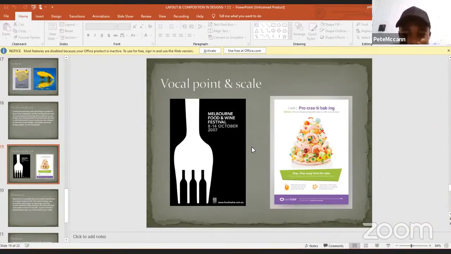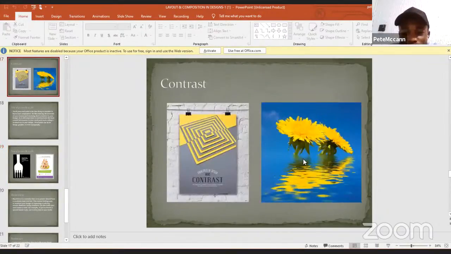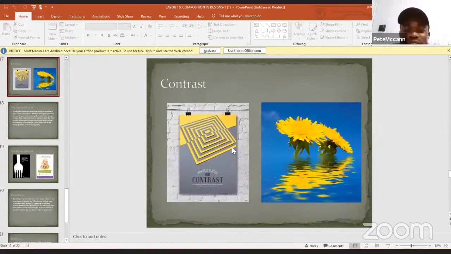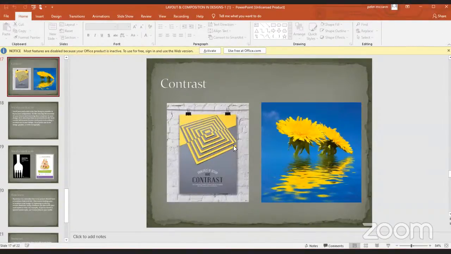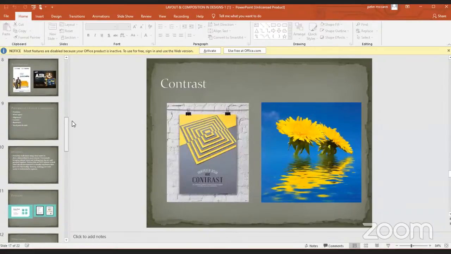Which one is the asymmetrical here? These 2 images are there. The fork is asymmetrical. Where the cake is centralized is symmetrical. So which categories are you going to put these 2 images in? Symmetrical or asymmetrical, or both? Both are symmetrical. They are centralized. Okay.